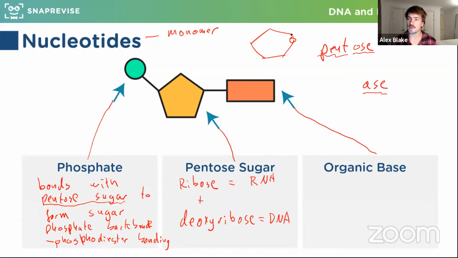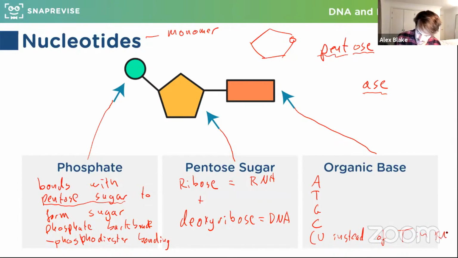All right, what can you tell me about the organic bases then? A, T, G, and C, and in RNA, U instead of T.